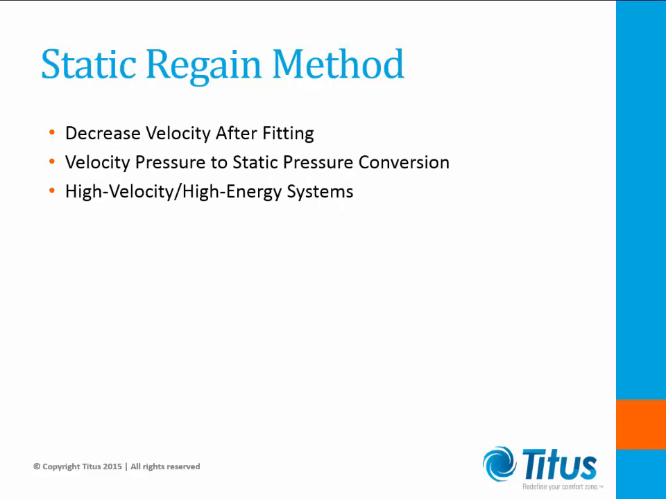The static regain method. This method consists of increasing ductwork after each takeoff or branch to maintain a constant duct static pressure. Static regain is used most commonly in large or industrial applications. It requires larger ductwork and higher initial airflow velocities.